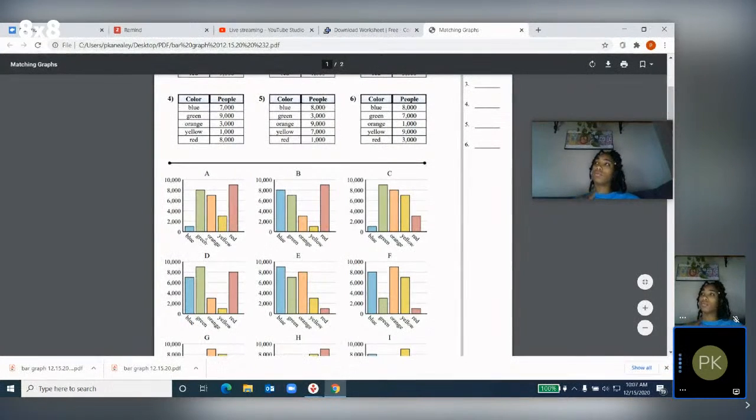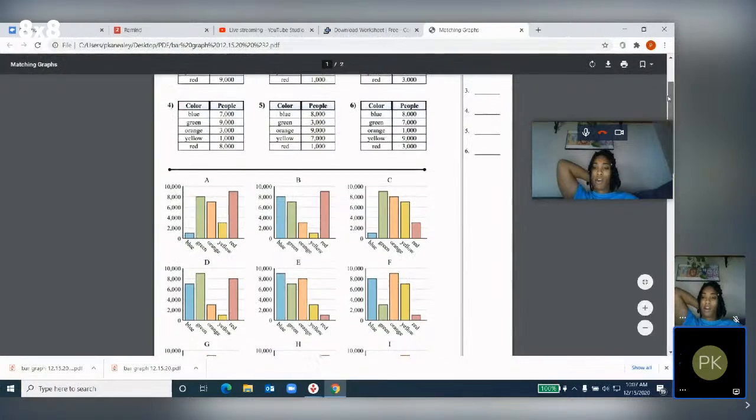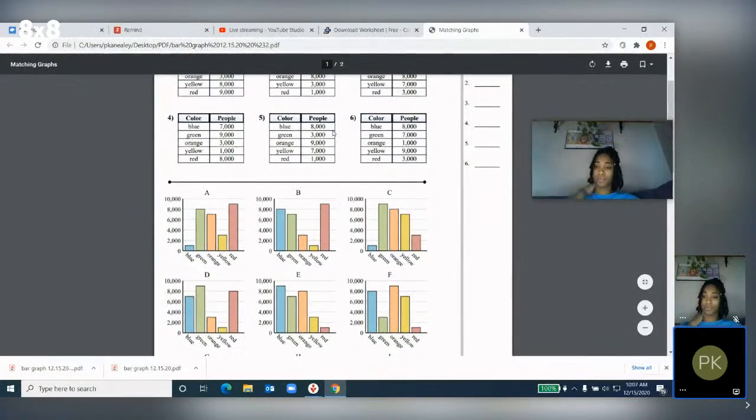Okay, we can just look, orange, 3,000, yep. Yellow is 1,000, and red is 8,000. Okay, good. Let's go on to 5. So we're going to start with blue.